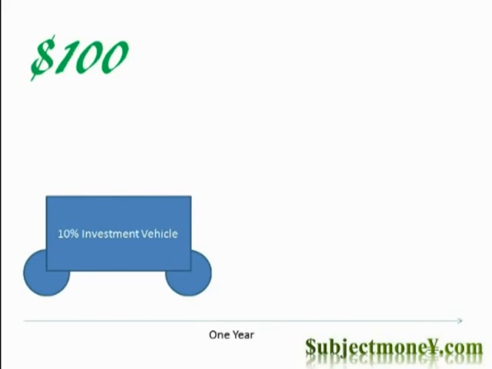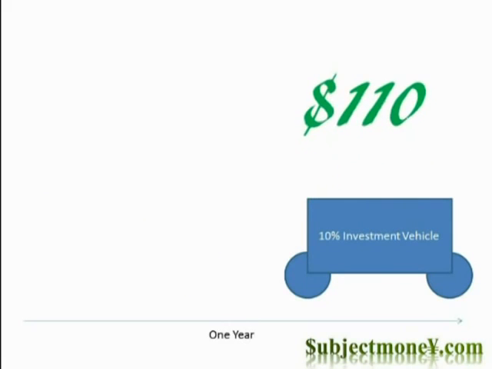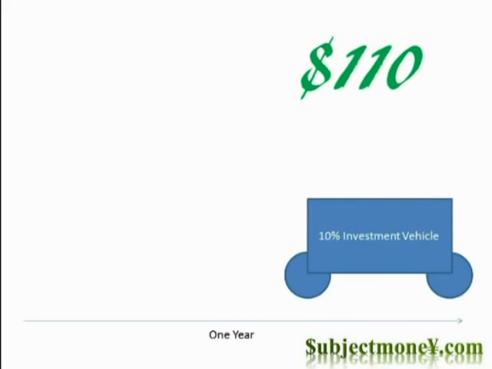Suppose you have $100 today and an investment opportunity that offered you a 10% return if held in that investment for 1 year. If you were to put your money in that 10% investment vehicle and let it grow at 10%, it would be worth $110 in 1 year. This means that the future value of your $100 in 1 year is $110.